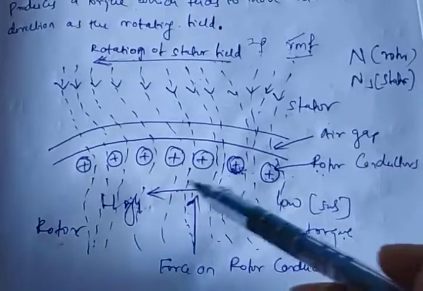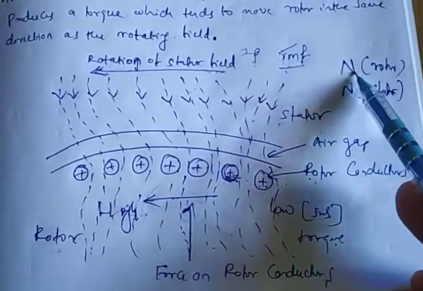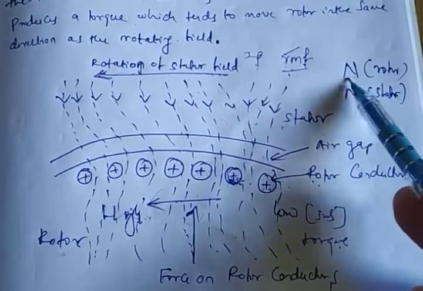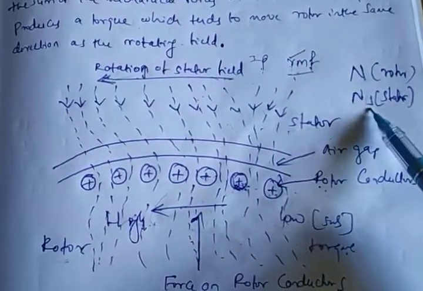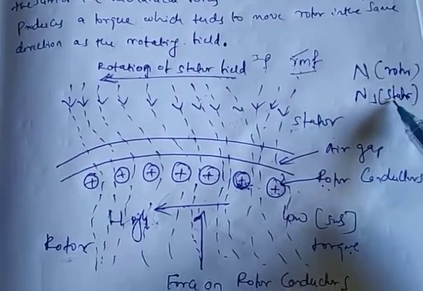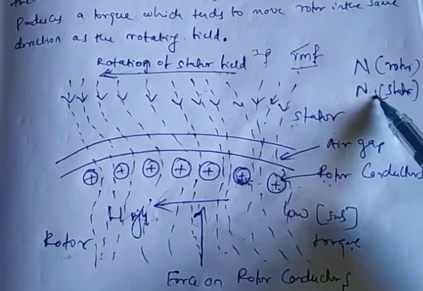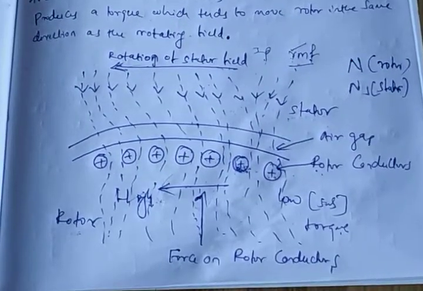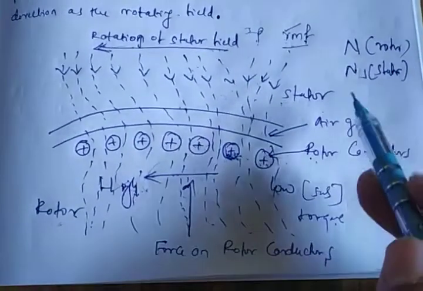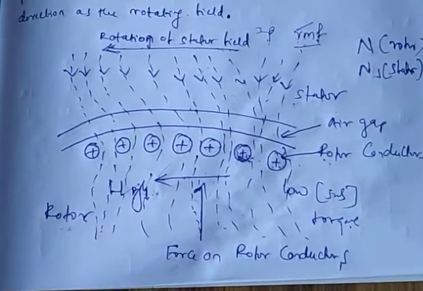The speed at which the shaft is rotating, you can call it the actual speed, that is N, and Ns is the speed of the stationary magnetic field, that is, the rotating magnetic field. Okay, so this is the working principle of a three-phase induction motor.